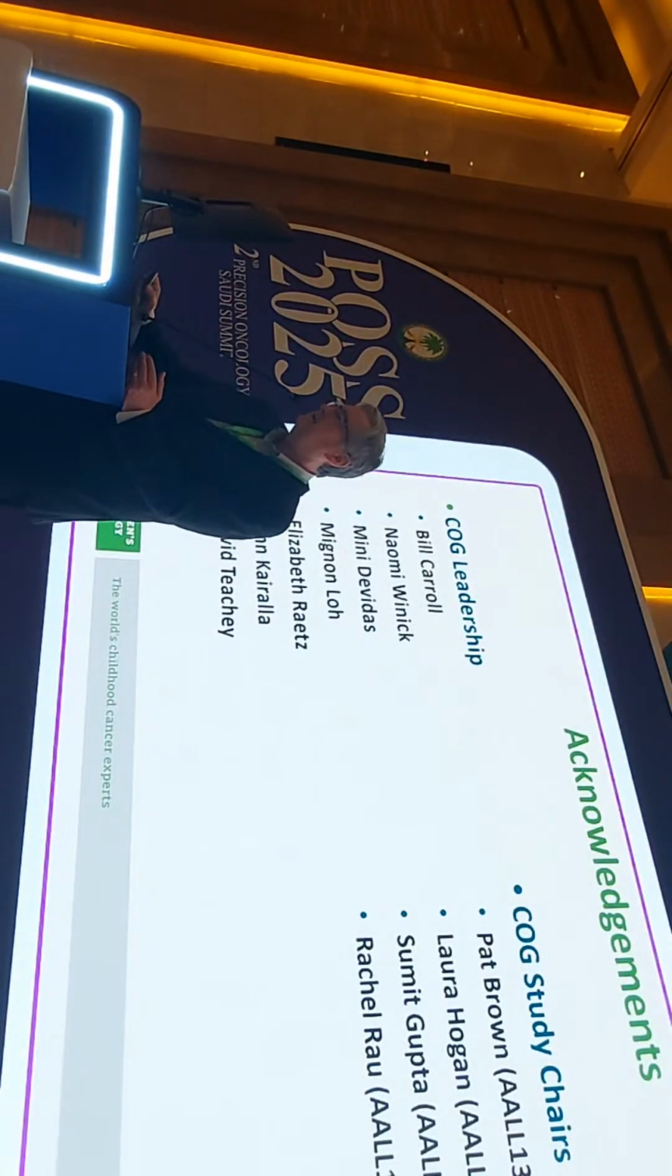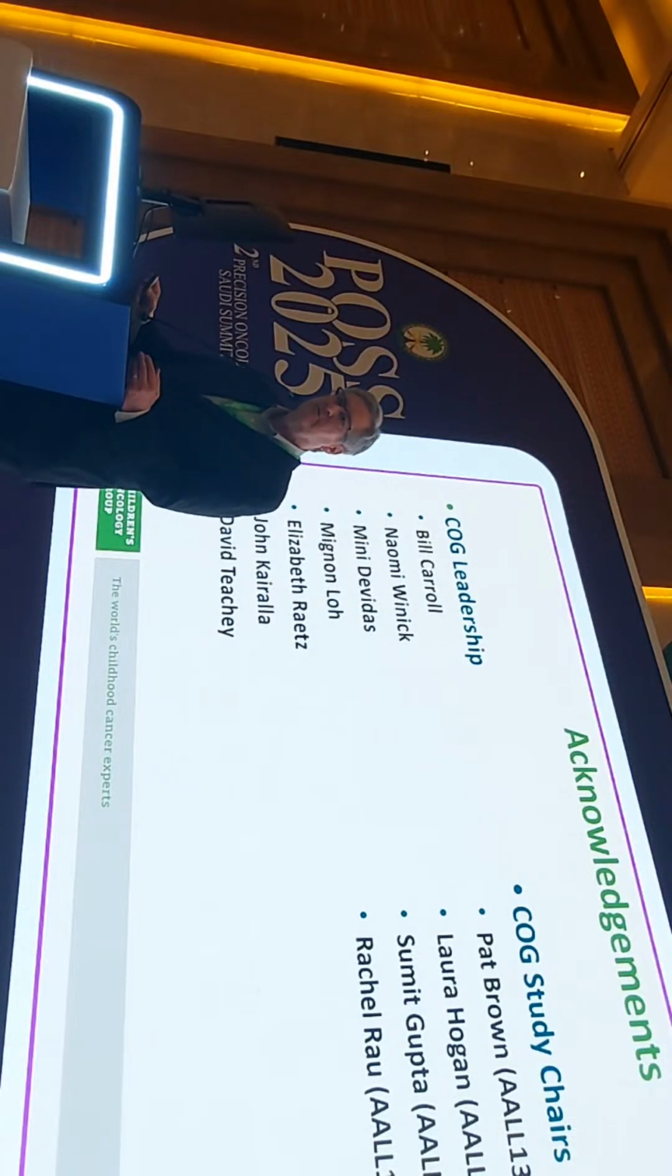I want to acknowledge my colleagues involved in these trials, particularly the study chairs of the 2 trials I presented, Abigail and Laura Hogan for the relapse study, and Sumit Rachel Rao for the newly diagnosed study. Thank you very much for your time.